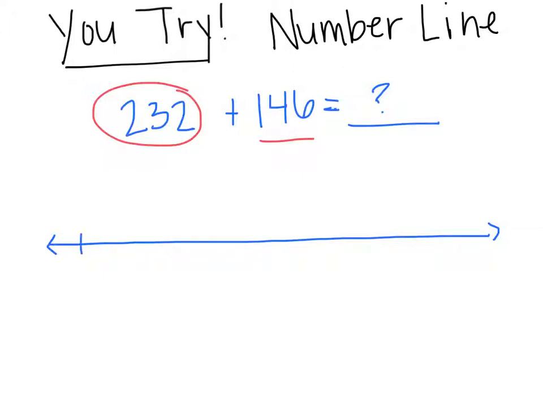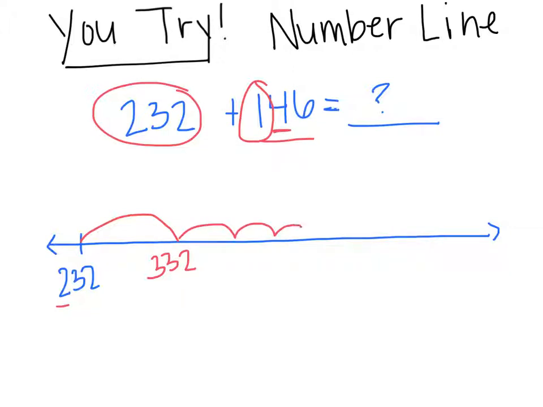So I began at 232, and I looked at my new addend. I have to add 100, so I skip 100. That gives me not 200, but 332. I need to add 4 tens. 1, 2, 3, 4. So that's 332, and then 342, 352, 362, 372.